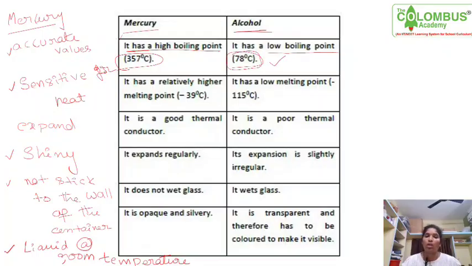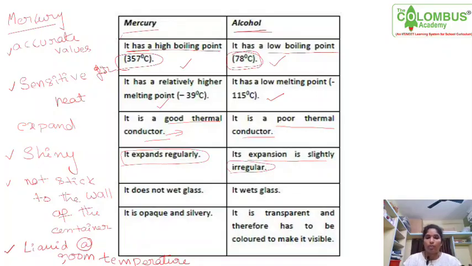We can measure high temperatures with mercury, and mercury has a relatively low melting point, and it is a good thermal conductor. A conductor means it allows heat to transfer through it. But alcohol is a poor thermal conductor. Yes, it allows, but it takes time. Mercury expands regularly, but alcohol's expansion is slightly irregular.